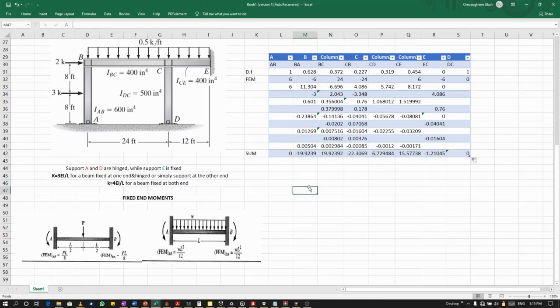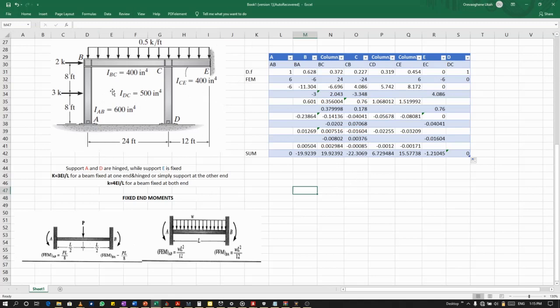All right. Summation of everything here gives us this. Summation of everything here gives us this. And summation of everything here gives us this. So that's that. These are the values you're supposed to get when you have finished your moment distribution on this particular structure.